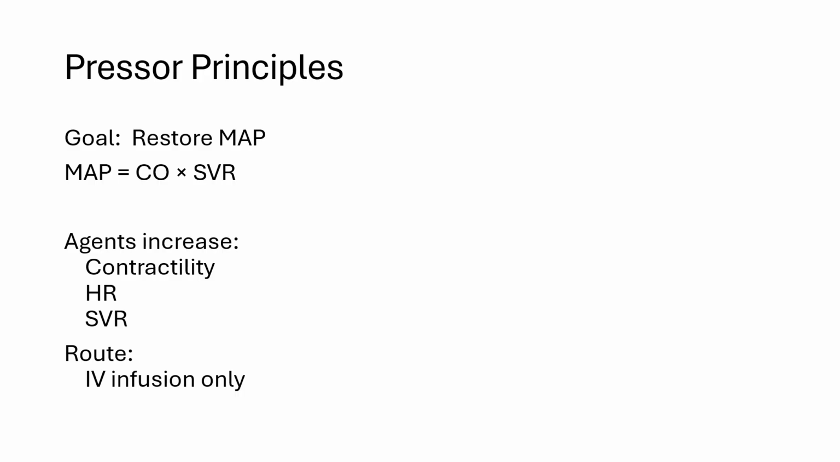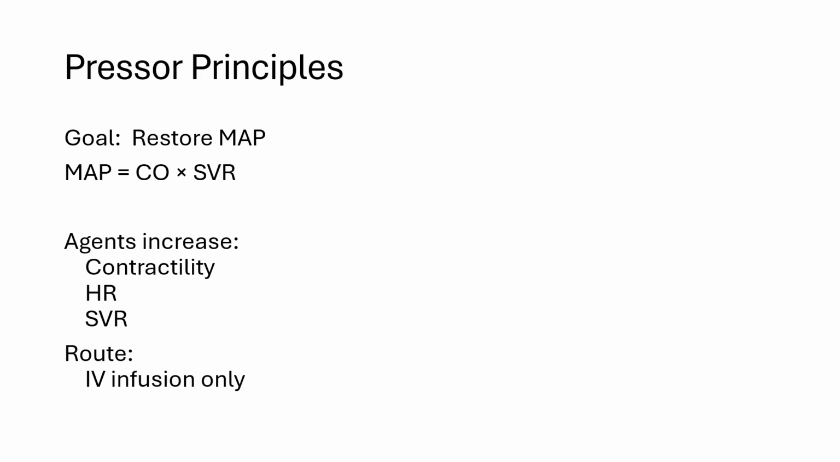So the goal in hypotension and shock states is to restore mean arterial pressure, or MAP, to maintain organ perfusion. So remember the equation: mean arterial pressure equals cardiac output times systemic vascular resistance. So pressors are going to work by increasing one or both of those variables. They may increase contractility, which increases stroke volume and cardiac output. They may increase heart rate, which also increases cardiac output, or they may increase systemic vascular resistance through vasoconstriction.